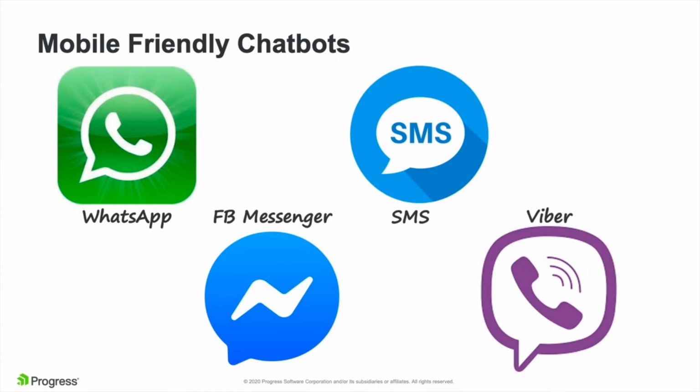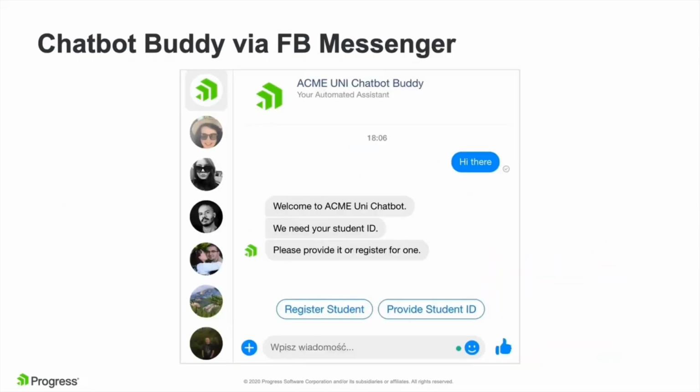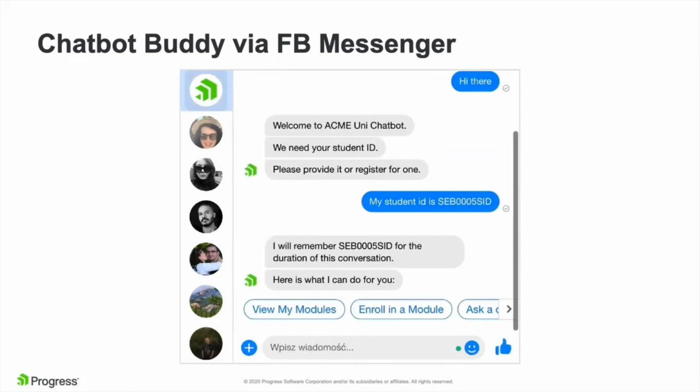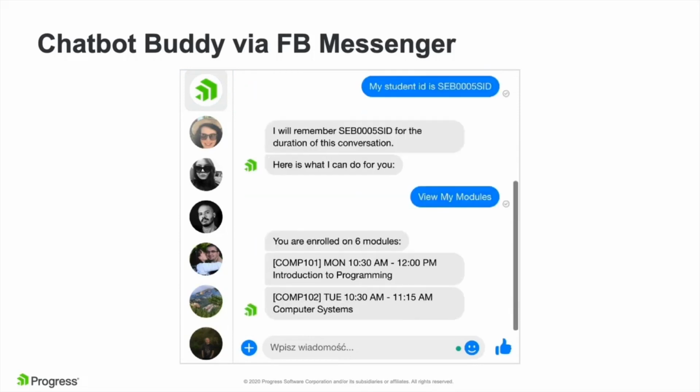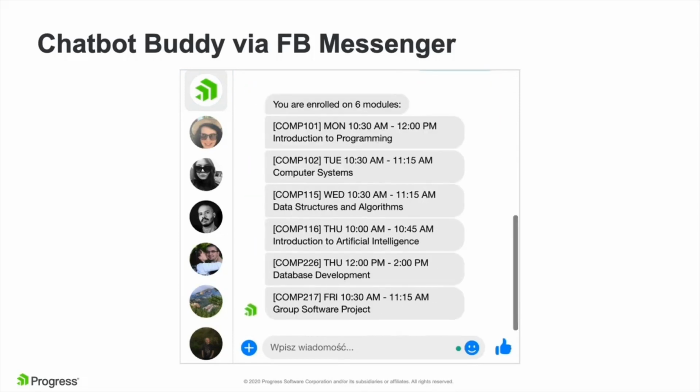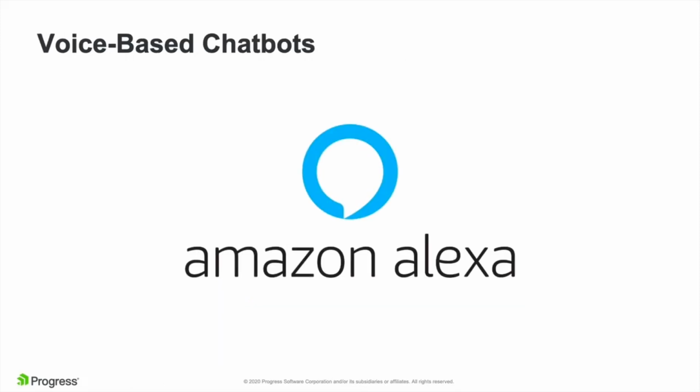The next category of channel are the mobile-friendly chatbots. Those are chatbots that can run from a mobile device. So the students can use their mobile phones to connect with you. And they will run over WhatsApp, Facebook Messenger, SMS, Viber, so you can get to them on channels that are very easily accessible. Here's an example of a chatbot that will run inside Facebook Messenger. The person can provide their student ID, and then they can check all the modules that they have enrolled for. And this is pretty neat because they can just do it from their phone and see their full agenda for the week.